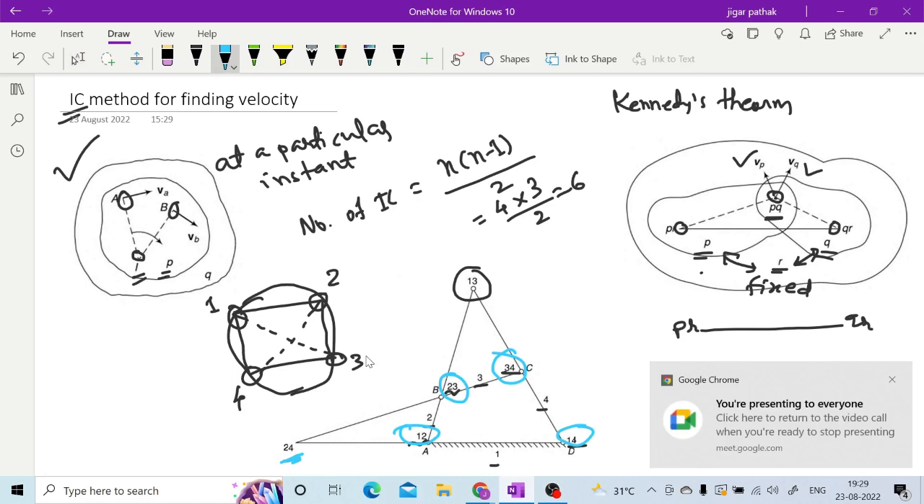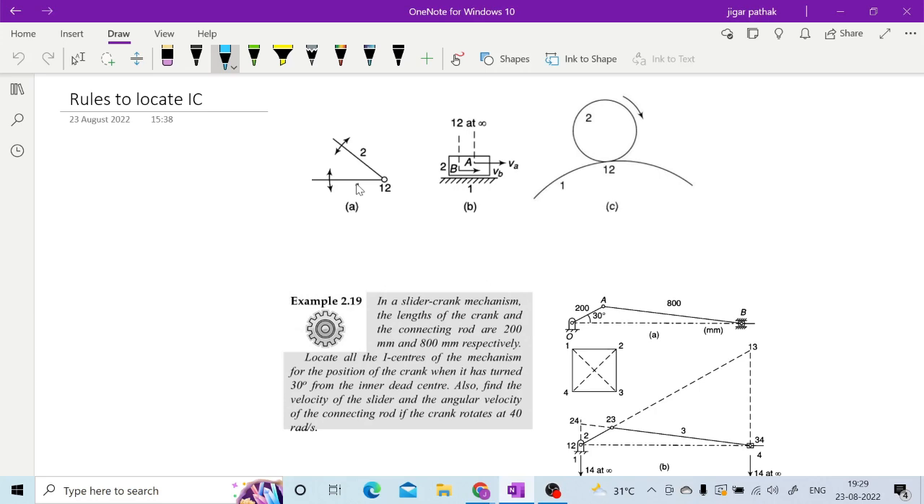Okay, sir. Now moving to the next thing, the rules for locating the instantaneous center. As I have told you, whenever you have any turning pair, the instantaneous center of rotation will be located at the center line of the pin joining link 1 and 2. If you have a slider sliding on a particular surface, the instantaneous center of rotation will be at infinity, because the velocities are parallel to each other. So when you go for finding the intersection, it will lie at infinity.